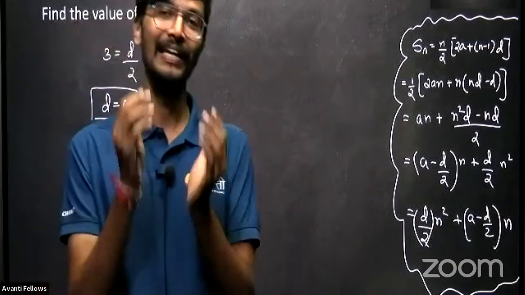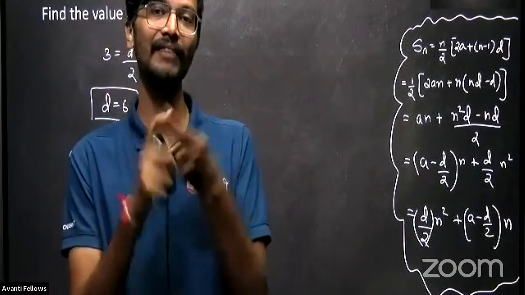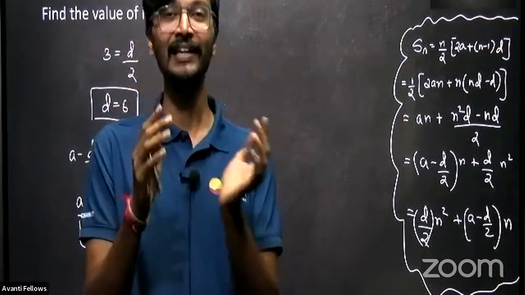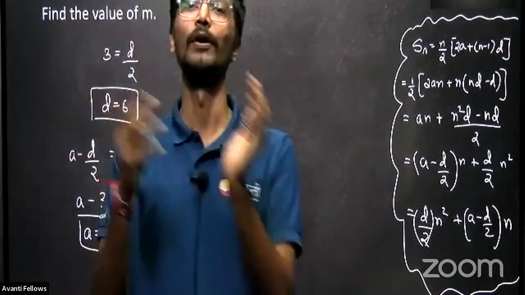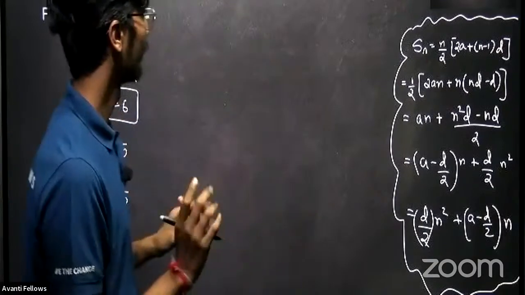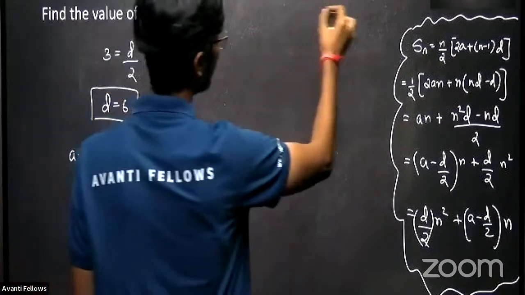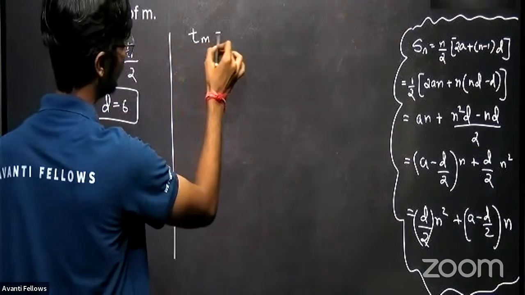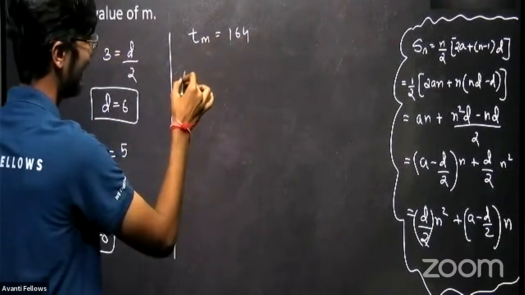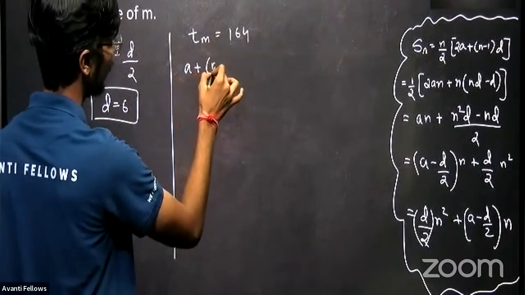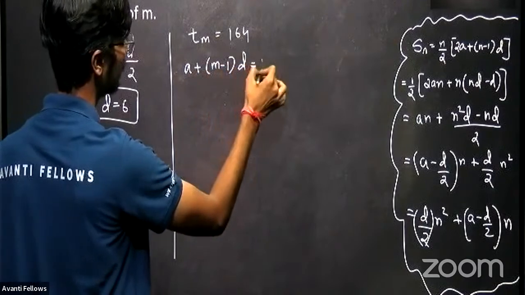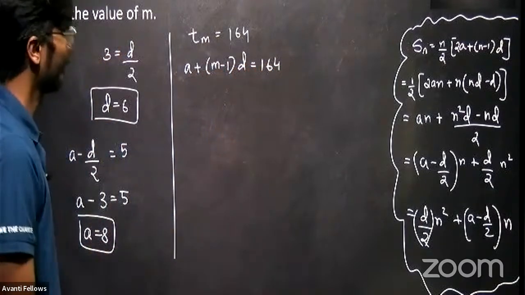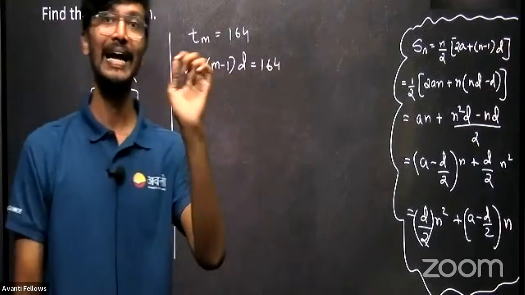Now, if in an AP we have a and d, the first term and common difference, then you can find whatever you want. Here it is given the mth term is 164. So what does this mean? That Tm is basically 164. I can write Tm as a plus m minus 1 into d is equal to 164. What we have to find is the value of m.